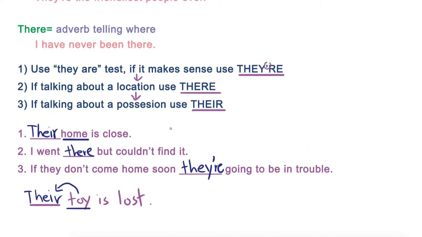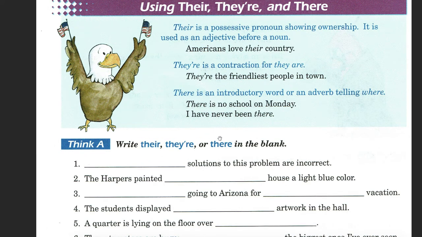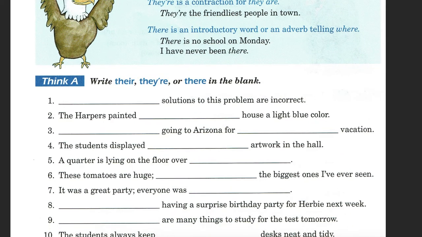All right, let's go over the worksheet, page 249. You're writing either their, they apostrophe re, or there in the blank.